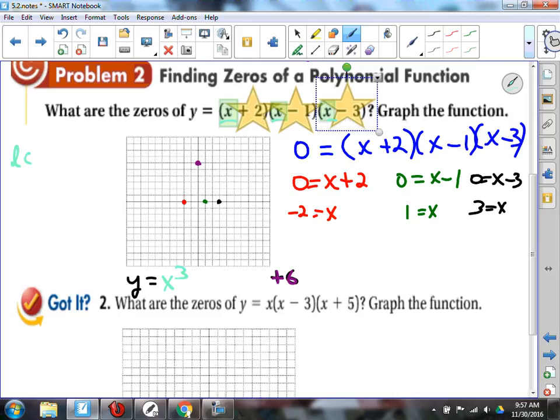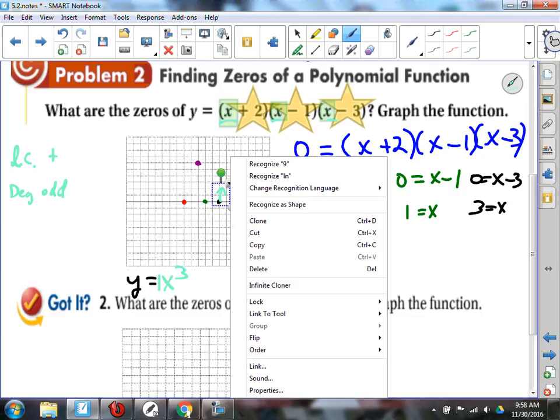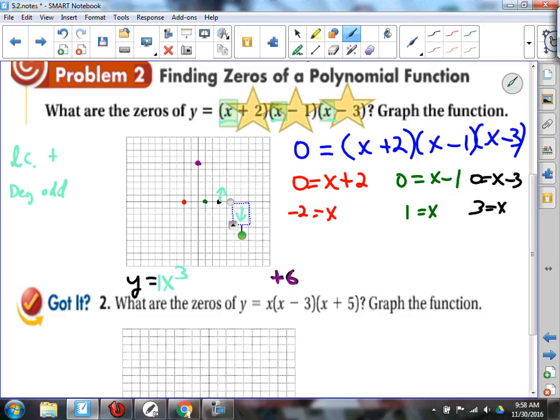The fact that the first term of this function would be x cubed, well, let's see. The leading coefficient is positive because it's a positive 1. So that means on the end of this graph, the graph's going to be going upward, going up on the right. On the other end of the graph, since the degree is odd, the end behavior is going to do the other thing. So on the other end, the graph is going to be going downward, right?